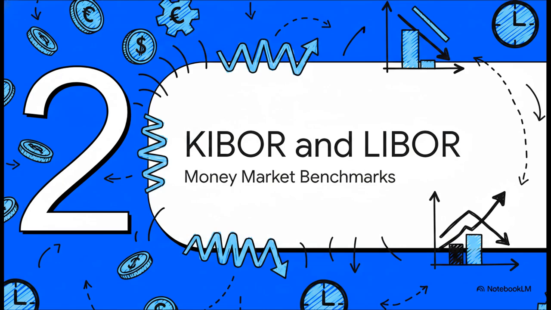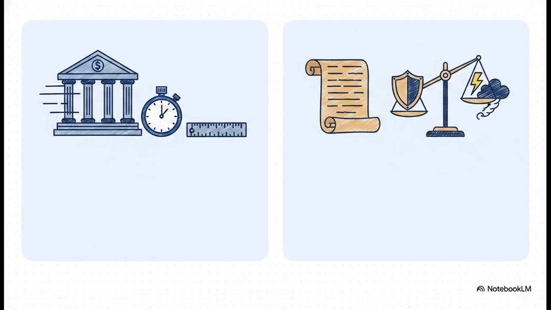Moving to Part 2, benchmarks, specifically KIBOR and LIBOR. We need to know the baseline language banks use before we can shield ourselves from this volatility. Now, what's really interesting here is the stark contrast between the two main borrowing environments. On one hand, you've got short-term rates. These are your wholesale money market rates for borrowing overnight up to about 12 months.